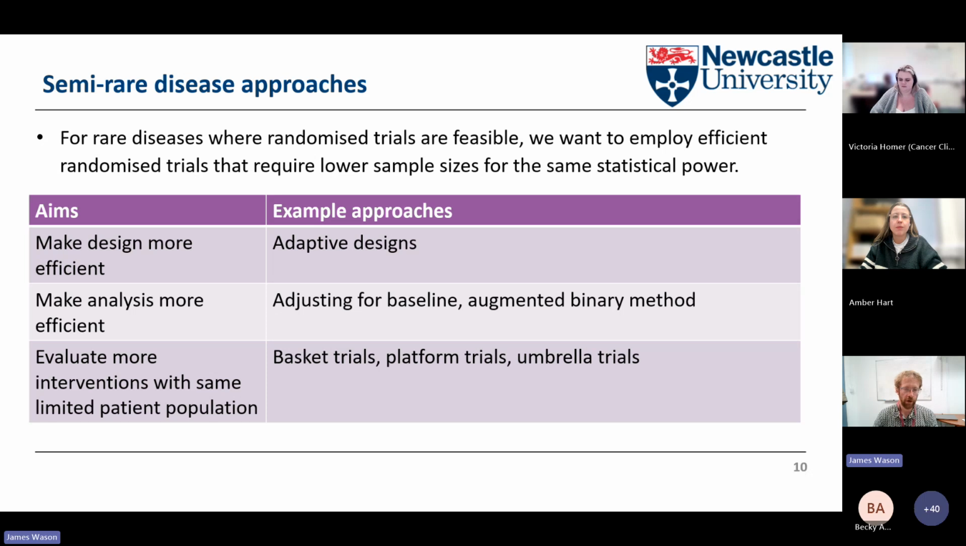And then also, if we can do randomized trials, we ideally want to do trials that are going to answer as many questions as possible. And so not just doing each trial in isolation, but combining what would maybe have been separate trials before into master protocols, as they're called, so we can answer more research questions with the same set of patients that there are to recruit.